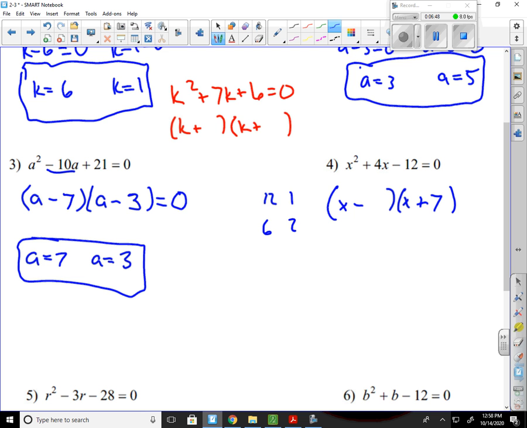There's 6 and 2. There's 3 and 4. If these signs are opposite, it means that we're going to subtract these numbers. 12 minus 1 gives me 11. 6 minus 2 gives me 4. I don't know why I put a 7 here. It's kind of weird.